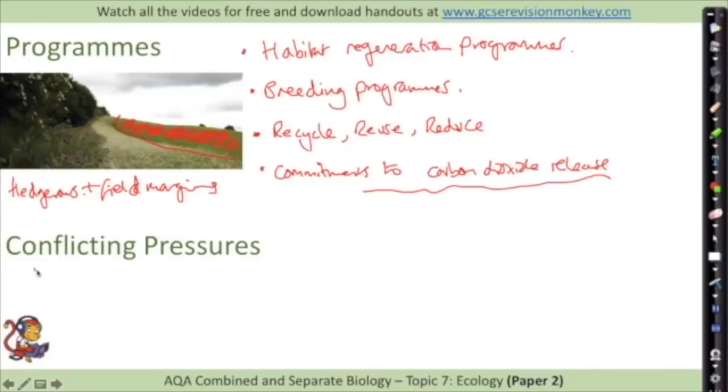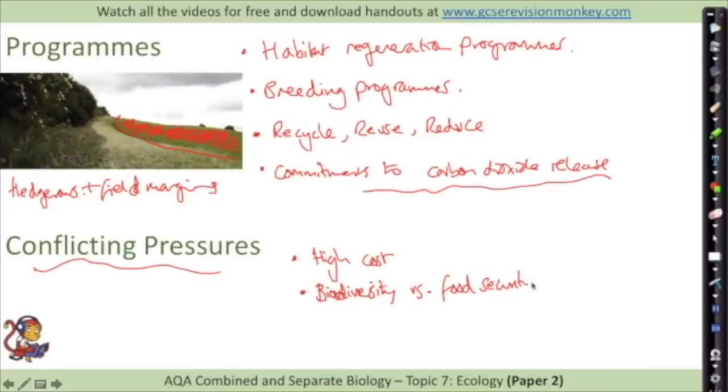However, there are conflicting pressures with all of these programs that you might have to evaluate in the exam. So things such as the cost. A lot of these programs have a high cost. There is also a very close debate between the importance of biodiversity versus food security. So food security is making sure that we have enough food to feed all of the human population.